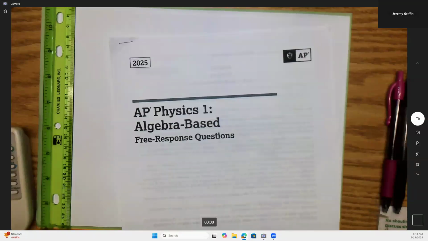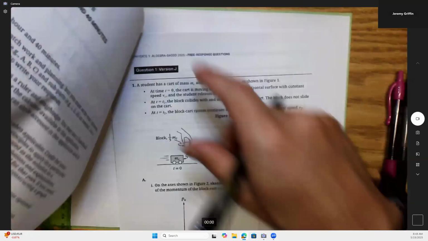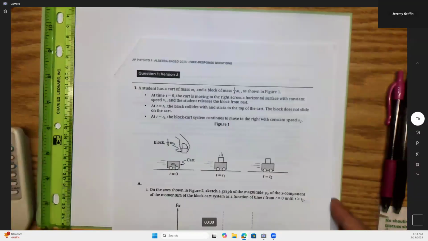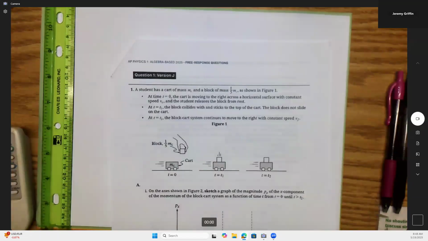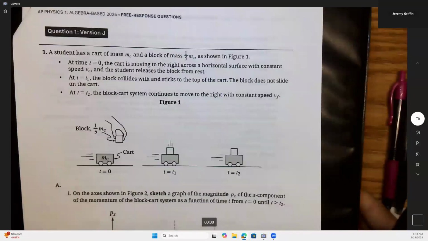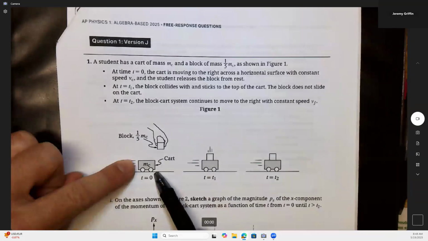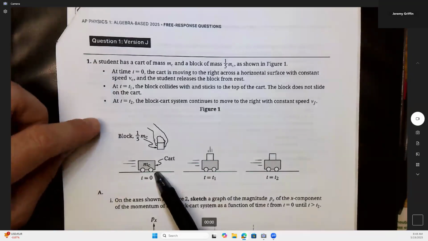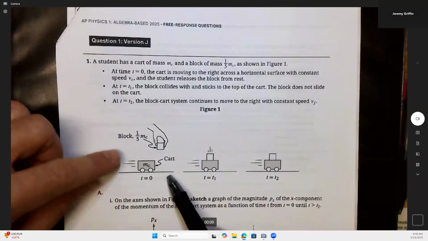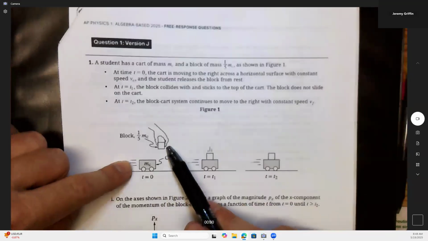All right, let's take a look at these free response questions. First one, let's see if I can crop this up a little better here. There you go, I think it's better. So we've got this mass C, which is on little wheels right here, and we're going to drop 1/5 of mass C on top.